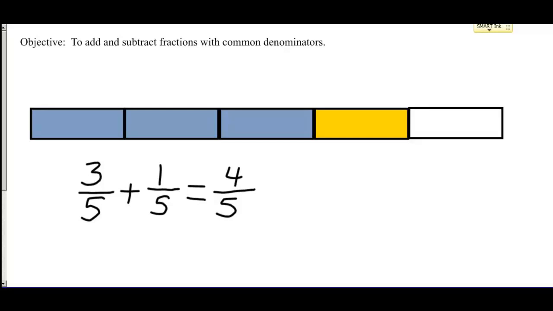And when I look back, how many boxes are colored? 1, 2, 3, 4. 4 out of 5 are colored. So when I add fractions with common denominators, I add the numerators and I leave the denominator the same, 4/5. Let's try another one.